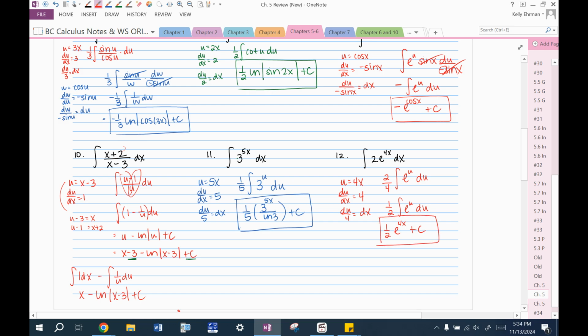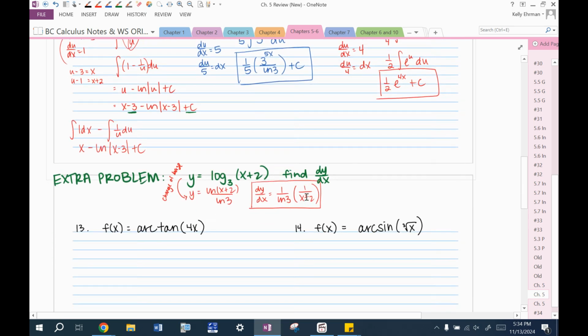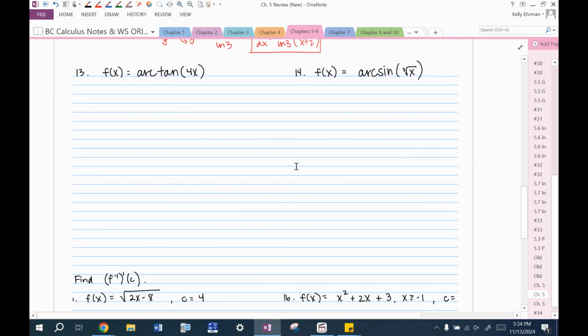And that's it. Technically, there's a divided by ln e in there, but that's just 1. So that's why we don't show that for these. But we do show divided by ln 3 for something like 11. Okay, ignore that extra problem.